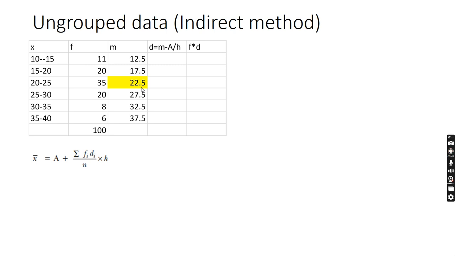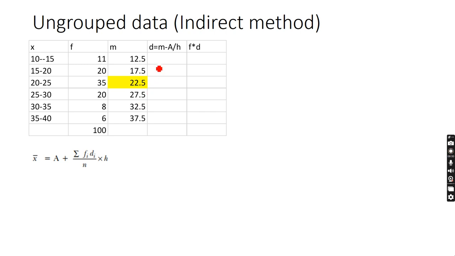If you see, after finding m, I would also find deviation, which is denoted by d. And the formula for d is m minus a upon h. Let me explain what each alphabet stands for. M is the mid value of the class interval. So we have already calculated 12.5, 17.5. Now I assume any one of these numbers as my assumed mean. In this case, I have assumed it to be 22.5. In your calculations, you could use 27.5 or 17.5 or any other number.